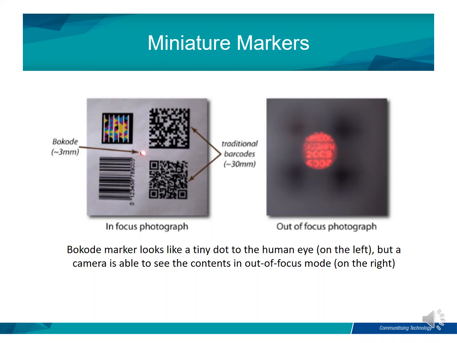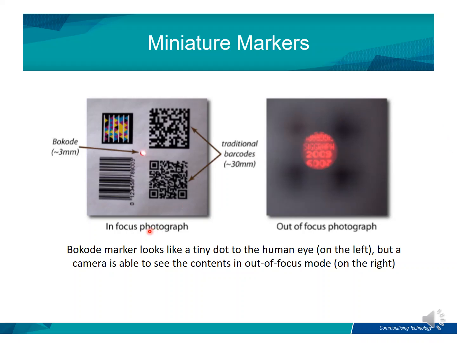Alright, the next one is about the miniature markers. First of all, miniature here means something that is represented at a smaller scale. So here there are two pictures: an in focus photograph and an out of focus photograph.